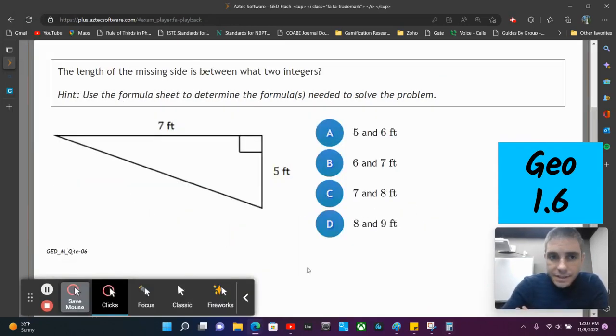The length of the missing side is between what two integers? Then they give us the shape of a triangle that has a right angle in it. As I mentioned at the beginning of the video when I was reviewing the formula sheet, there's one formula that's tucked away under the algebra section that is used specifically in a scenario like this, where we have a triangle with a right angle in it. 2 of the side lengths are provided and the third side length is missing, called the Pythagorean theorem. Let's head to the formula sheet again to take another look at that.